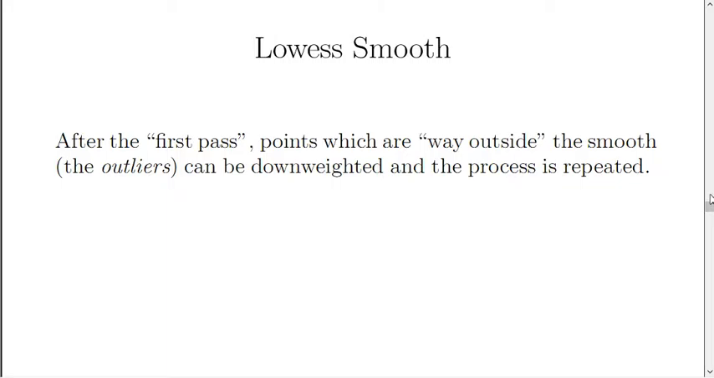Then we can downweight the outliers and repeat the process. If we do that, we'll get a new low-S smooth. Then we can go through that whole thing again, subtract it from the data to get residuals and look at those for what's an outlier and what we might want to downweight for further iterations of the low-S smooth.